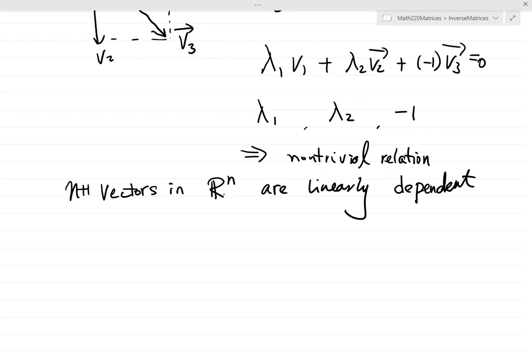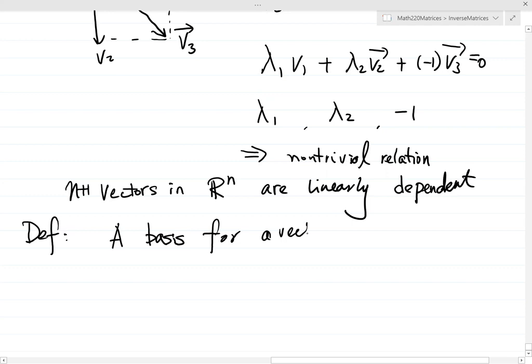Here is the definition of basis. Linearly independent vectors span a certain space. If they are linearly dependent, then there is something redundant. So a basis is just no redundancy and linear independence. A basis for a vector space is a set of linearly independent vectors that span the space.